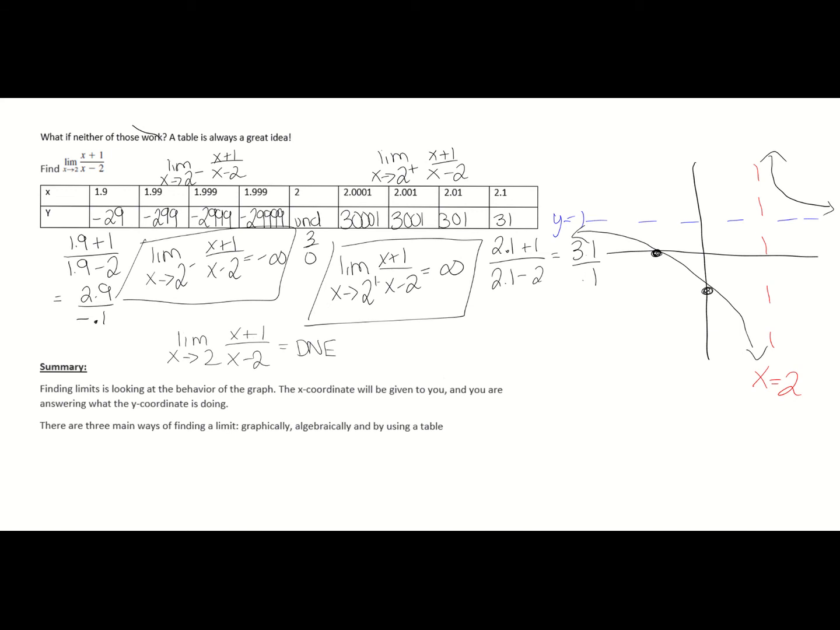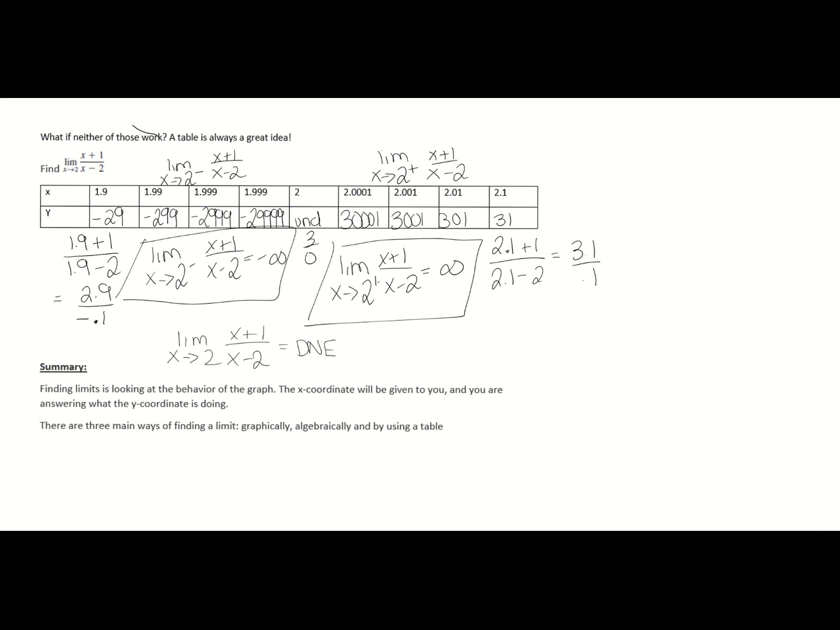So as it's approaching 2 from the left, your graph is shooting down. So it's going to negative infinity. And as it's approaching from the right, it's shooting up. Now, at a vertical asymptote, this has to happen, one or the other or both. It has to either go to negative infinity or go to positive infinity. Okay, so if you know the behavior of asymptotes, this can also help you answer the question correctly.